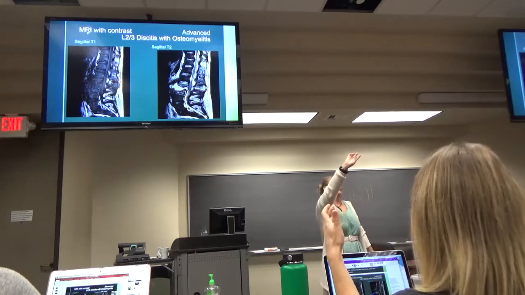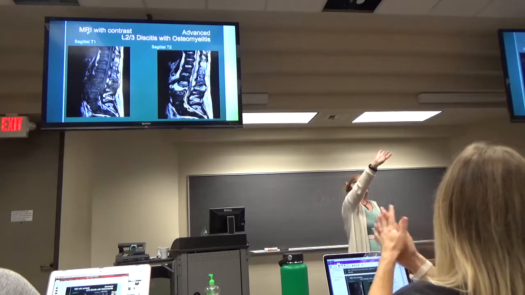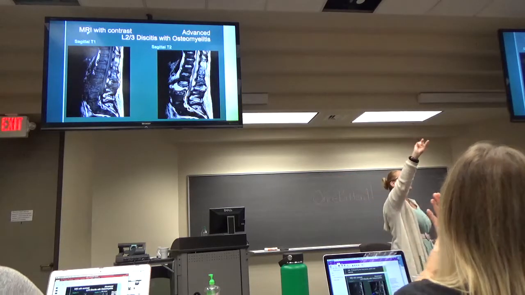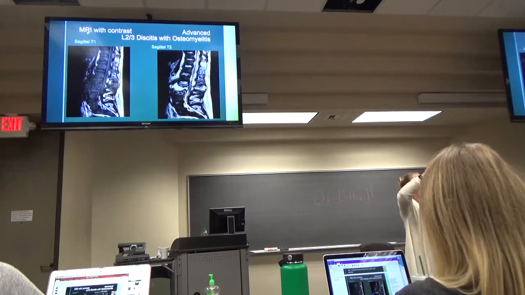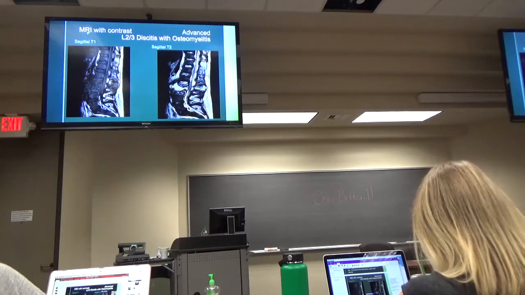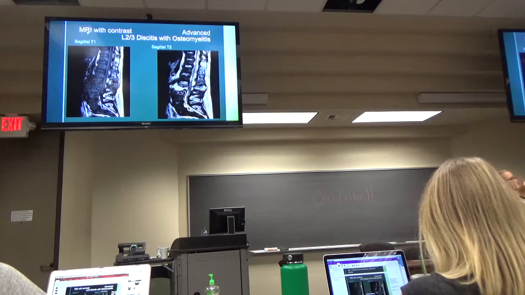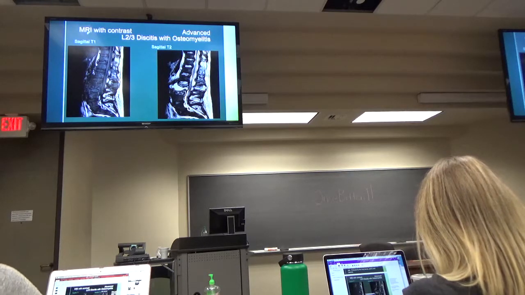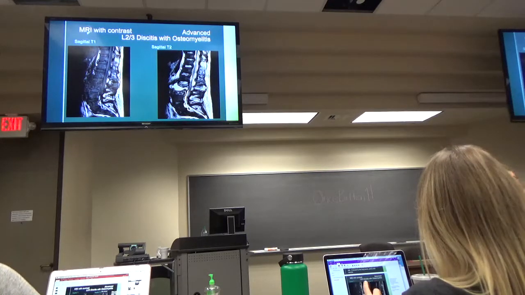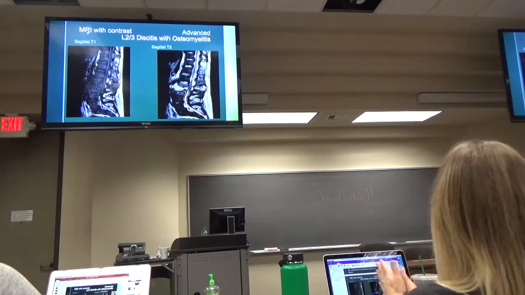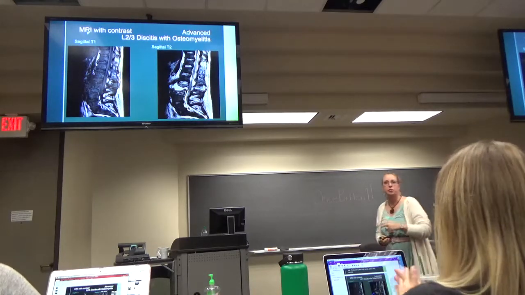5, 4, 3, 2. So it's the disc between L2 and L3. So your discs are named by the bone above and below it. So that's named the L2-3 disc. You're never going to see an L2 disc or an L4 disc because you don't know whether it's above or below that L level. Okay? You're always going to have two numbers.